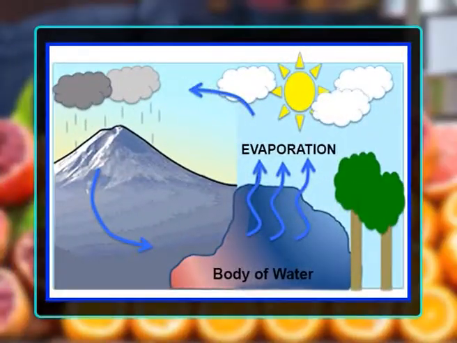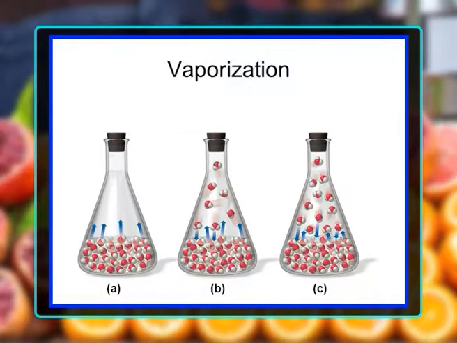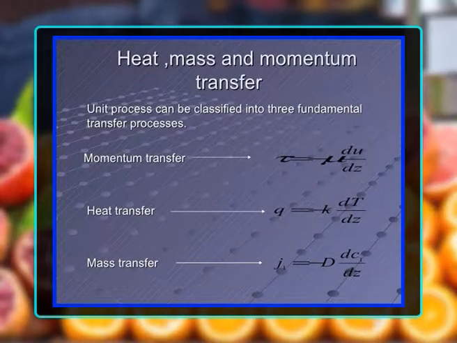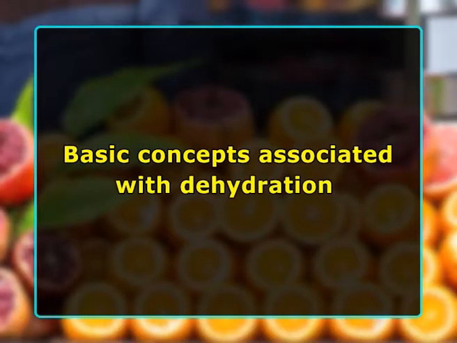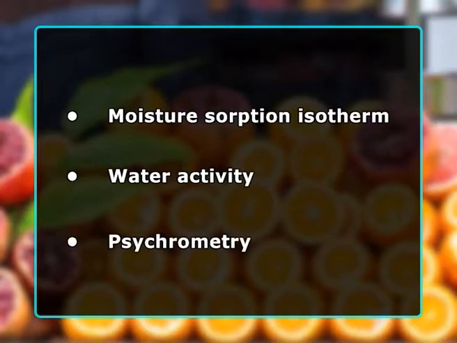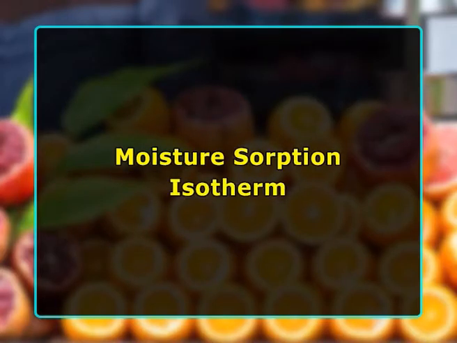During the actual process of dehydration, removal of moisture content from the product is usually done by evaporation, vaporization or sublimation, employing a heat, mass and momentum transfer process within the product and between the product and the dehydration medium. Let us discuss some basic concepts associated with dehydration in detail. Some important terms that deserve priority in the discussion are moisture sorption isotherm, water activity and psychrometry. Now let us discuss moisture sorption isotherm.